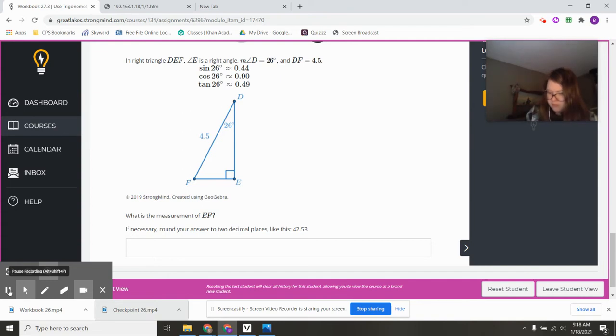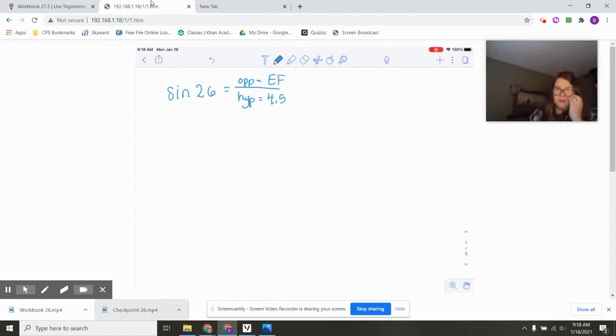I'm going to do little equations in here, and it looks very unprofessional. So the opposite side is EF. The hypotenuse is 4.5. So I'm just going to rewrite that just so I can do the math on it. So the sine of 26 is equal to EF over 4.5. I want to solve for EF, so I multiply both sides by 4.5.